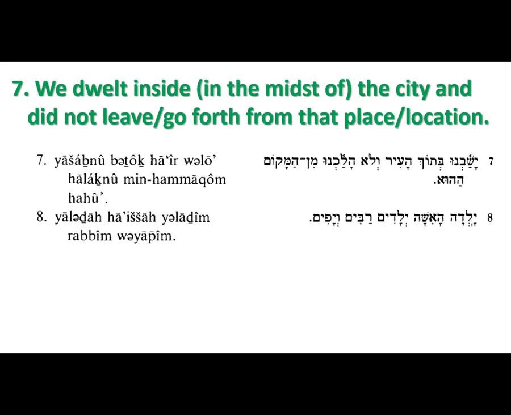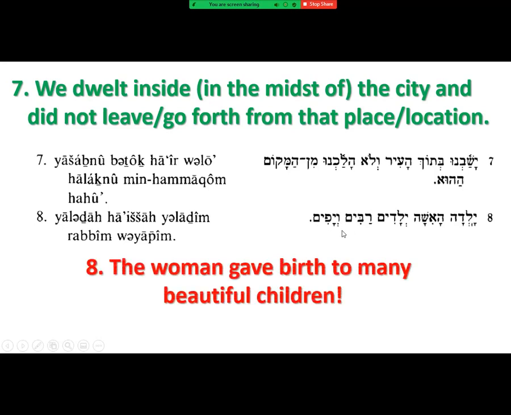All right, Yalad is the word to give birth. And so this would be a woman giving birth, if there's not a guy giving birth, okay? So Yalda would be, she gave birth, Haisha, the woman, so the woman gave birth. Yeled is child, and Yeladim would be many baby children. So she gave birth to children. Haravim, which would be many, Yafim, which means beautiful. So the woman gave birth to many beautiful children.